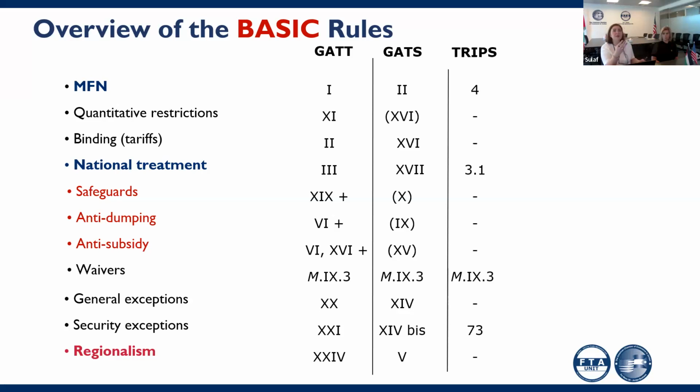There are 3 types of trade remedies: safeguards, anti-dumping, and subsidies and countervailing duties, waivers. Of course, we're talking about countries, so there's always a way to have an option where you can bring relief to members through waivers. We're going to talk about all of that in detail as we go along. General exceptions, security exceptions, and regionalism. This is where we have all these growth of bilateral and regional trade agreements.